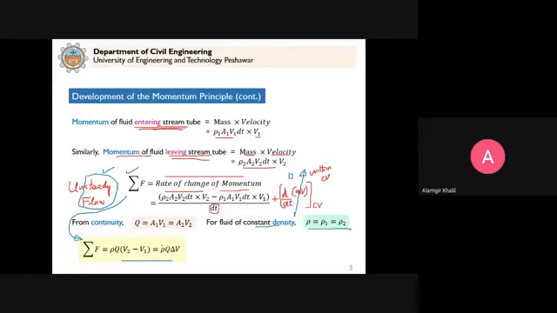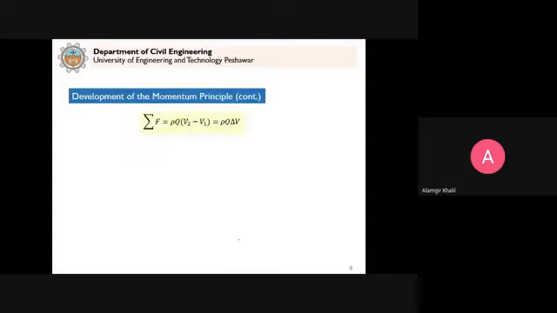or rho Q. What is rho Q? It is the mass flow rate. This rho Q, the mass flow rate, into the change of velocity. This is for steady flow, and the direction of F must be the same as that of the velocity change delta V. Now, summation of forces, if we want to calculate the forces in fluid flow, is equal to rho Q into delta V. This is the rate of change of momentum.